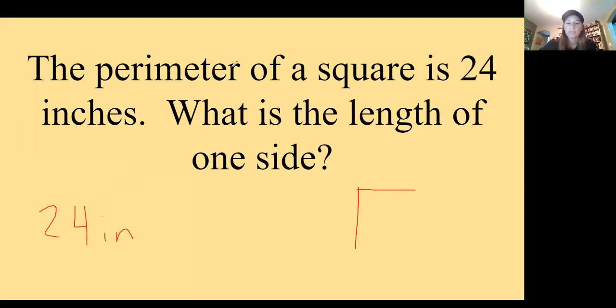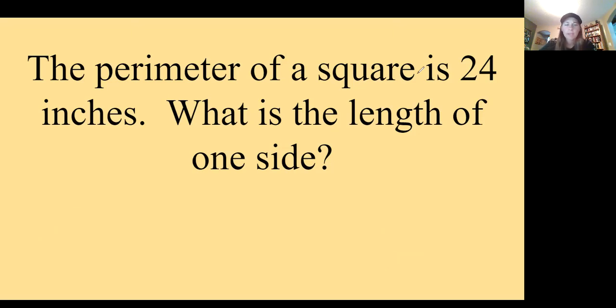So, well, let's think about it. We've got a square here. A square has 4 sides. In a square, all the sides are the same length. So if the perimeter is 24, then we have to divide by 4 because there are 4 different sides. So 24 divided by 4 is, hopefully you said 6. Let's just check if all the sides are 6. 6 plus 6 plus 6 plus 6, does that equal 24? Yes, it does.